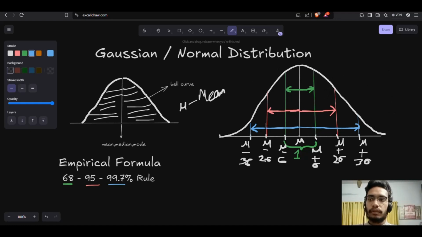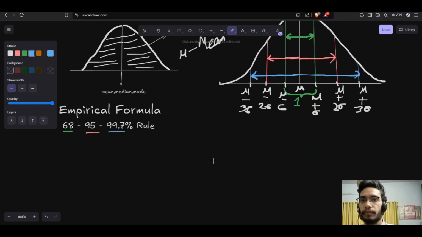The first standard deviation contains 68% of data. The second standard deviation contains 95% of data. The third standard deviation contains 99.7% of data, right? So this is basically the empirical formula here. I hope you understand this concept.